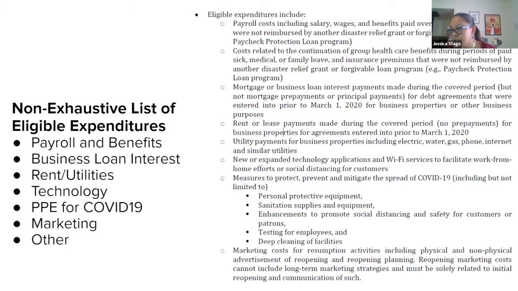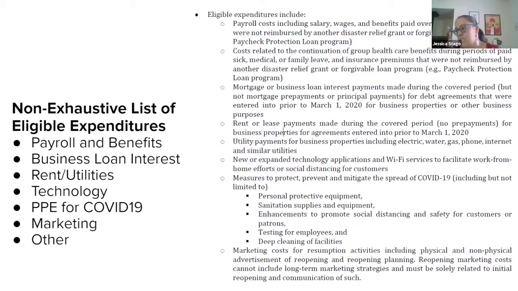Rent and utilities. This is if you have a physical location and you're paying rent or you're paying mortgage on that building, you can use these funds to pay those costs. You can use these funds to pay utilities for that business site. And for home-based businesses, you cannot use these funds to pay for that part of your home-based business that you usually report to the IRS. We'll go over that in a minute.